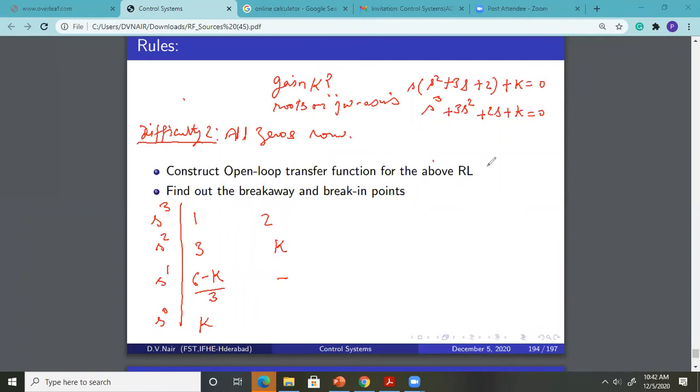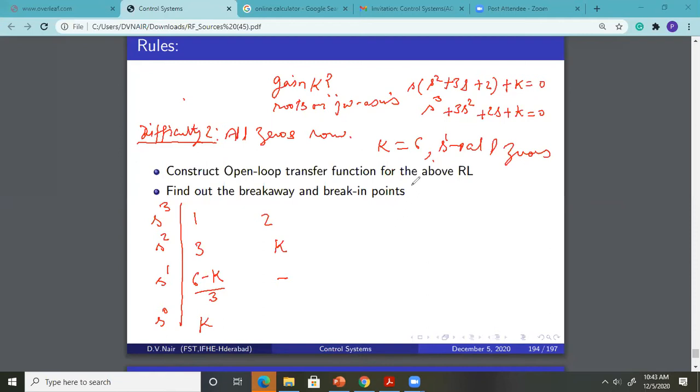Here, if I put k equal to 6, what does the row corresponding to s to the power 1 become? All zeros row, because there is only one element and that itself is becoming 0, right? So it satisfies difficulty 2, right? It is an eligible valid case to be considered as difficulty 2.